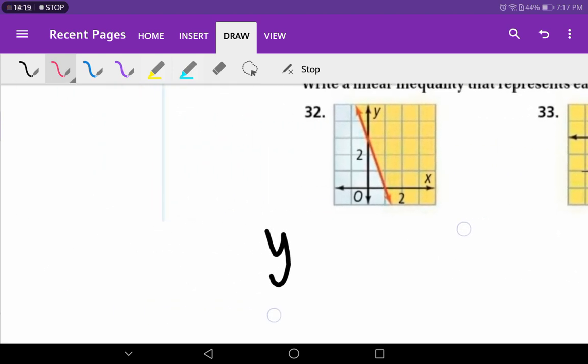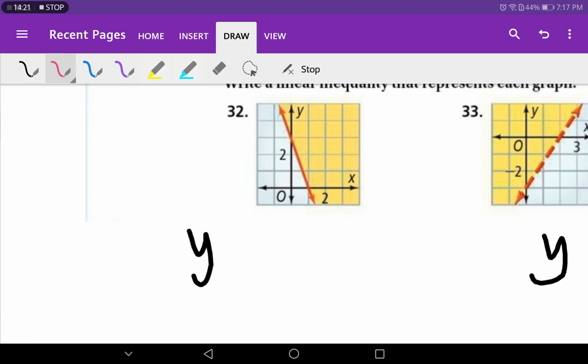Now come back here. Is it solid? Yes, it is solid. And is it right or up? Yes. So is it greater or less? Greater. Greater and equal, because it is solid, and the area is at the right or up. Okay, so I write greater or equal. It is easy, yes?